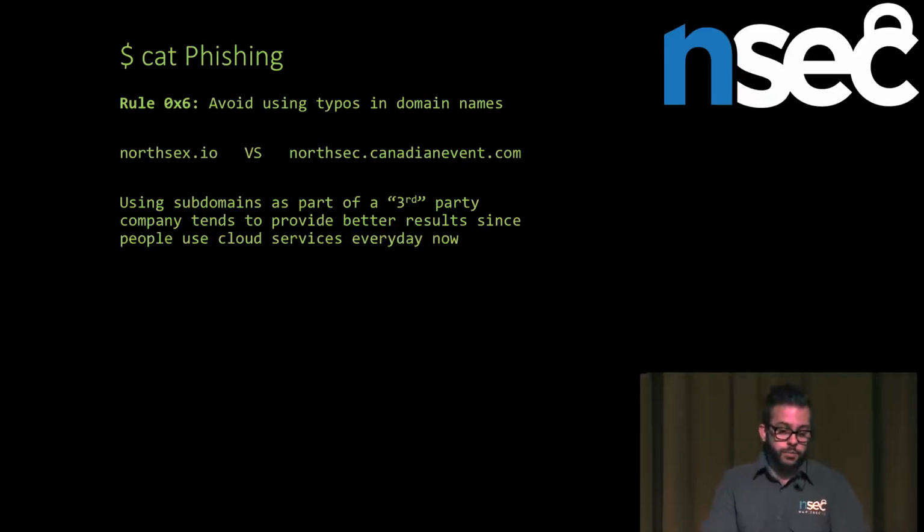Typo squatting, for example, NorthSec.io versus NorthSec.CanadianEvent.com, right? If you look at it real fast, it kind of looks legitimate. It may be a real domain, but if you take a look at it, it's obviously typo squatting because we're not a NorthSec event, we're NorthSec. But NorthSec.CanadianEvent.com looks way more legitimate, right? It's probably just a Canadian website that has a list of all the Canadian events, for example. We don't know. It sounds legitimate, and NorthSec is spelled correctly, which is another good thing because this is what we're used to.